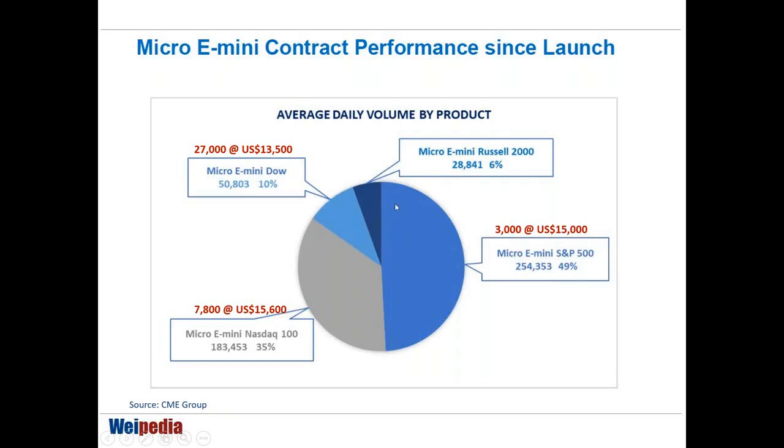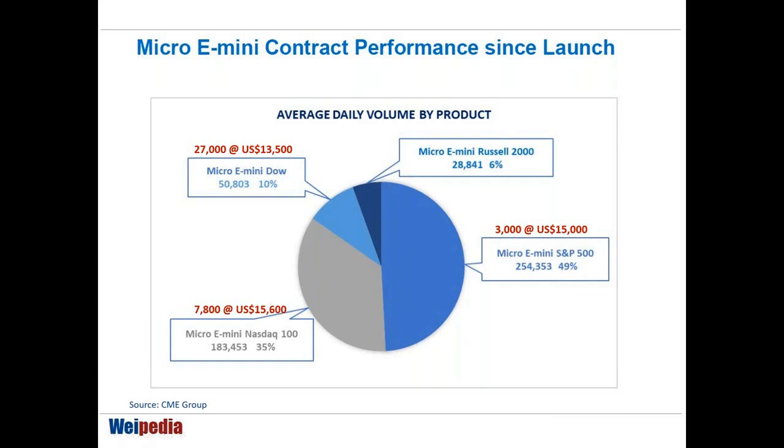Now you can see that since it started, the E-mini S&P has garnered the most attention here. This is a pie chart, followed by the E-mini Nasdaq, which today at about 7,800 points is equal to buying 100 tech stocks worth 15,600. So it's always about being mindful of the contract value that you're buying.